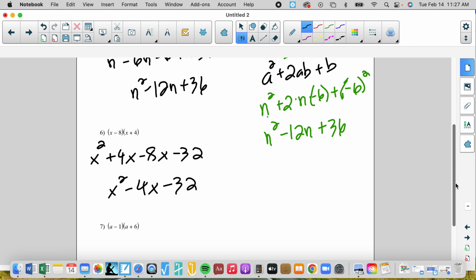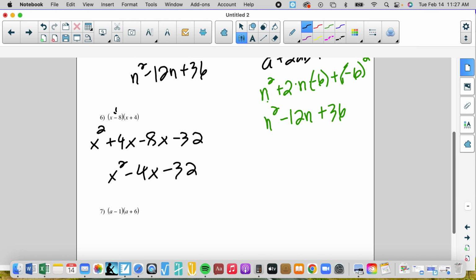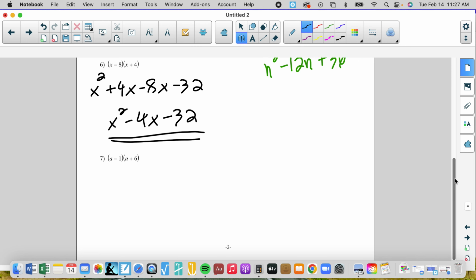And now we move on to 6 where our signs are different. We have a positive and a negative. How does that affect these final answers? What are those final answers? Are there any characteristics that are consistent every time we multiply when signs are the same or signs are different?